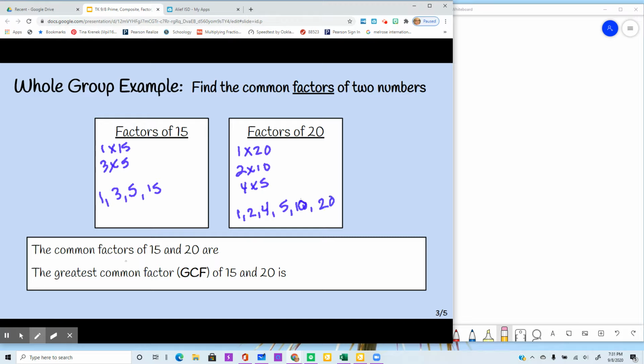So in our question, it's asking for the common factors. Well, another word for common is same. So if I look here, I have 1 and 1, then I have 5 and 5. So my common factors are 1 and 5. The GCF, or the greatest, so we're looking for the biggest same factor, and that's going to be 5. Okay, make sure you write these in your notebook, because if you're not writing, you're not learning.